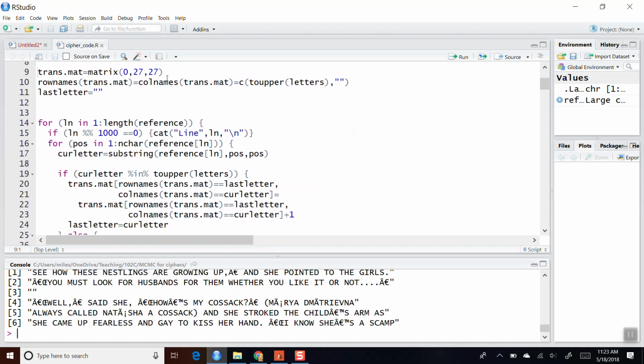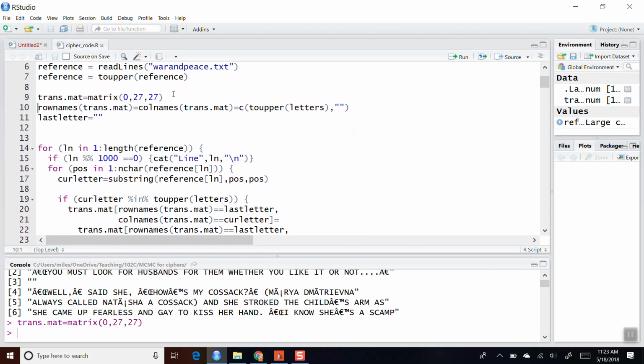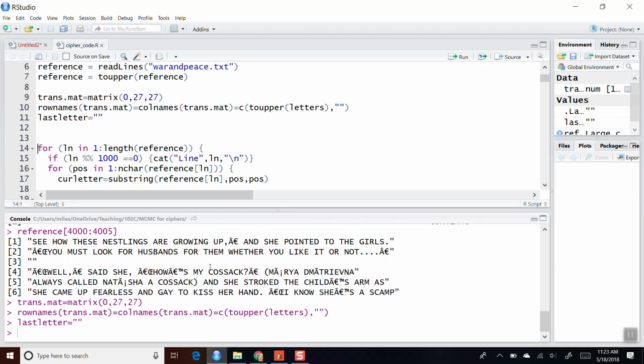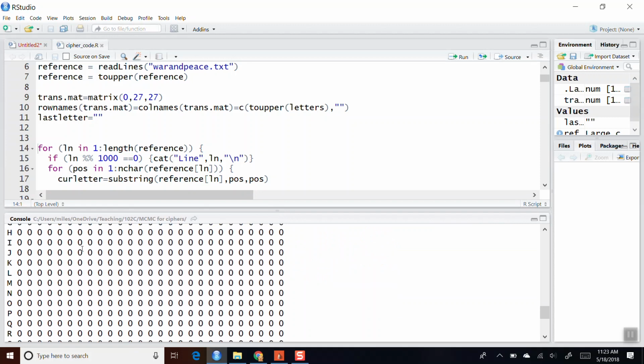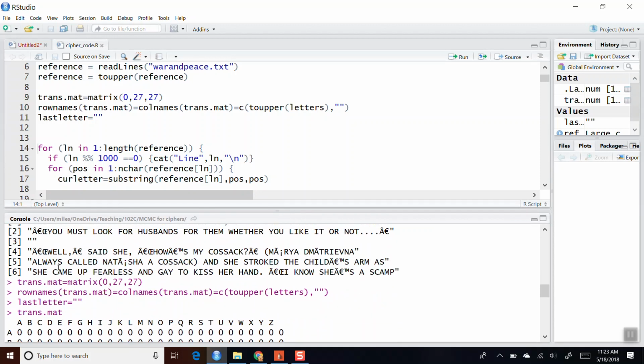Okay, so our transition matrix is going to be 27 by 27, and if we take a look at our transition matrix, we start off with a whole bunch of zeros. What we're going to do is go through each line here, and say, okay, "always," and it's going to start off with space A.